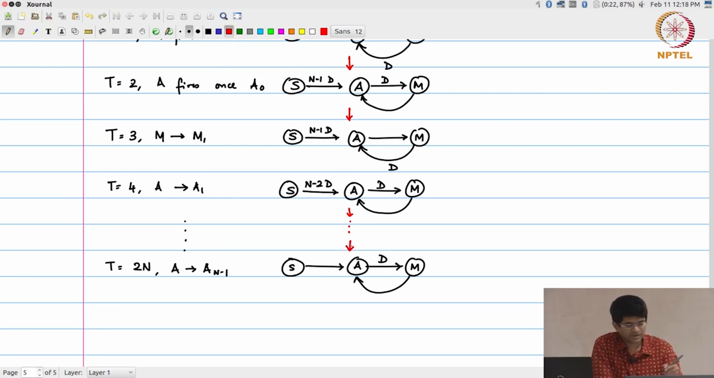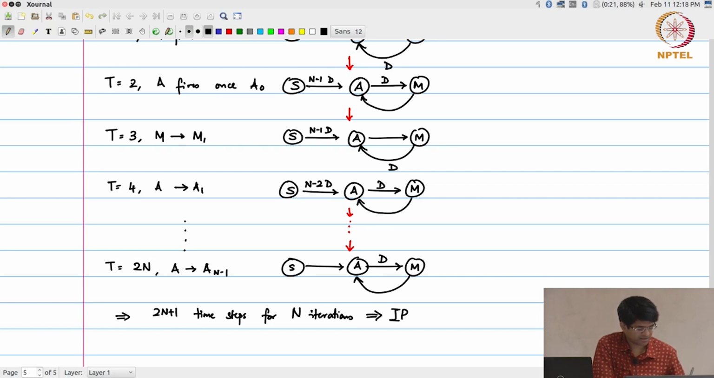After a total of 2n plus 1 clock cycles, time steps, for n iterations of the data flow graph, which means that the average iteration period becomes 2n plus 1 by n, which tends to 2.